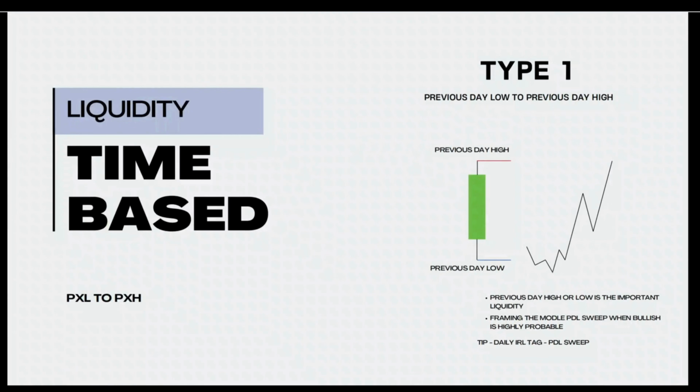Type 1, previous day low to the previous day high. We got the previous day low, right? And then we got the previous day high as central liquidity. Previous day high or low is the most important liquidity. You can just frame the previous day low when bullish, and that is a very highly probable entry.